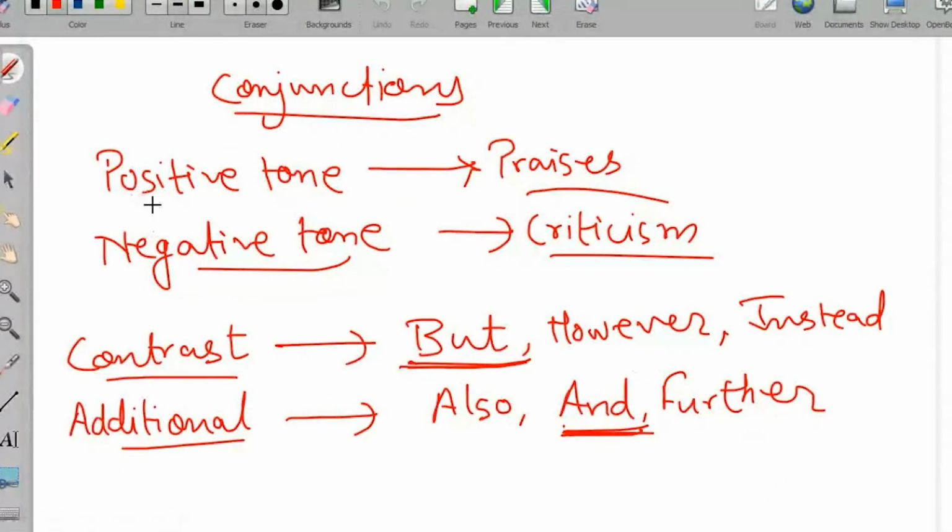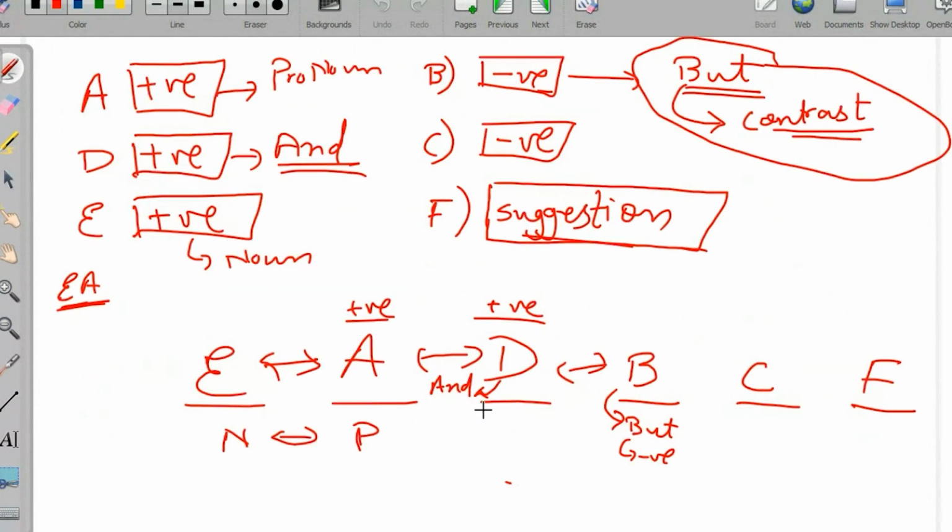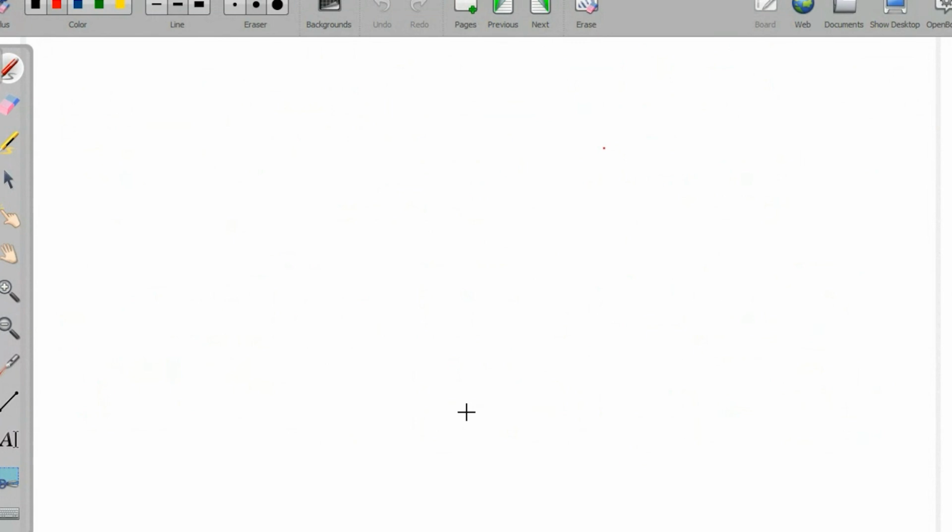Conjunctions में हमने देखा कि tone होता है sentence का और conjunction के दो types होते हैं, contrast और additional. Contrast क्या करता है? Contrast positive को negative से जोड़ेगा, मतलब positive tone को negative tone से या negative को positive से. On the other hand, additional conjunctions play the role of joining positive sentences with positive and negative with negative. I showed you an example also.